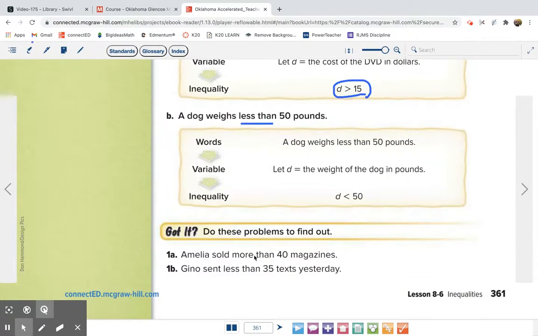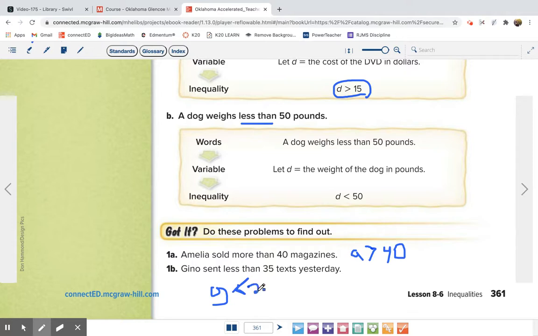Okay, so I'm not even going to make y'all do one of these. We'll just talk about it, and then we'll look at the next example because this is pretty easy. So Amelia sold more than 40 magazines. So we could say A, more than would be greater than 40. Okay, the next one, Gino sent less than 35 texts yesterday. So that means he didn't send 35. He sent less than that, is less than 35. All right, let's look at the next example.